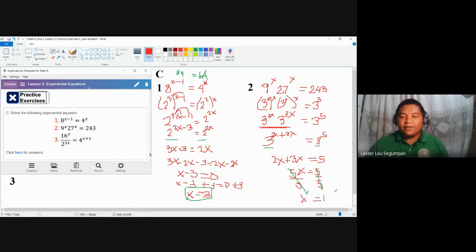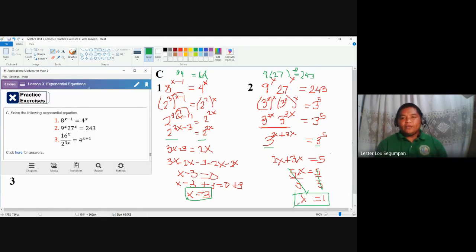Let's try to check. 9 to the power of 1 is 9. 27 to the power of 1 is 27. 9 times 27, is it 243? You may use your calculators there. 9 times 27, the answer is still 243. That's checked. Therefore, this is our solution.